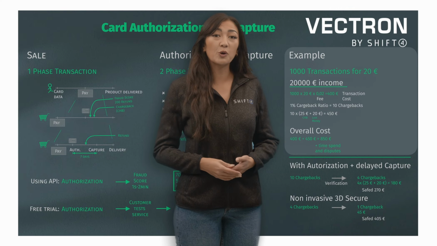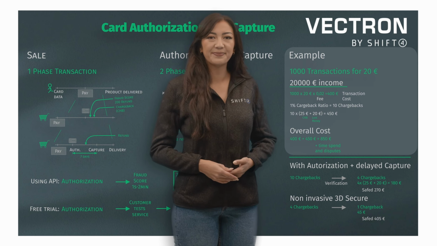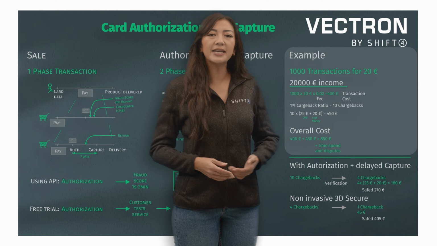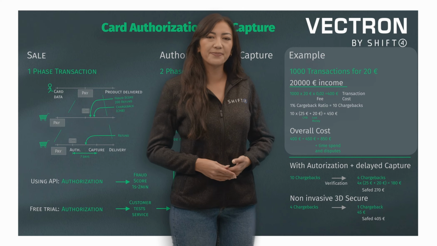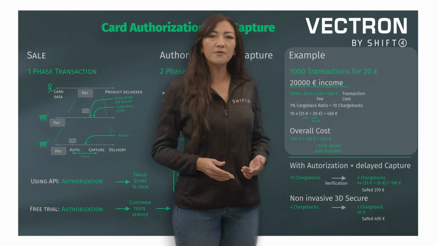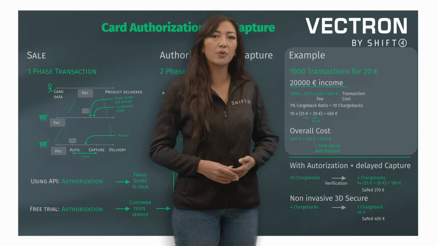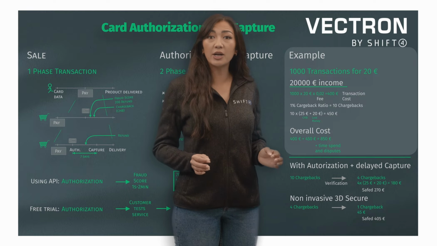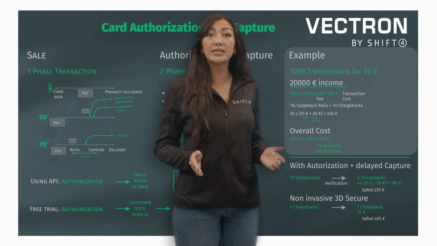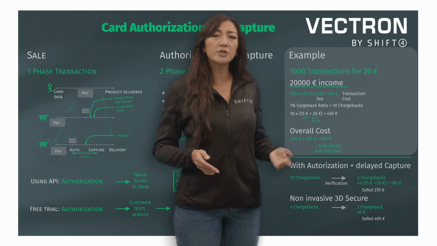How to save hundreds? Let's take a look at the example we provided. If the merchant has 1,000 transactions at 20 euros each, they generate a revenue of 20,000 euros. If the transaction fee is 2 cents per transaction, the total cost for transactions worth 20,000 euros amounts to 400 euros. If the merchant typically has a chargeback rate of 1%, 1,000 transactions will result in 10 chargebacks. Let's assume that each chargeback costs 25 euros.